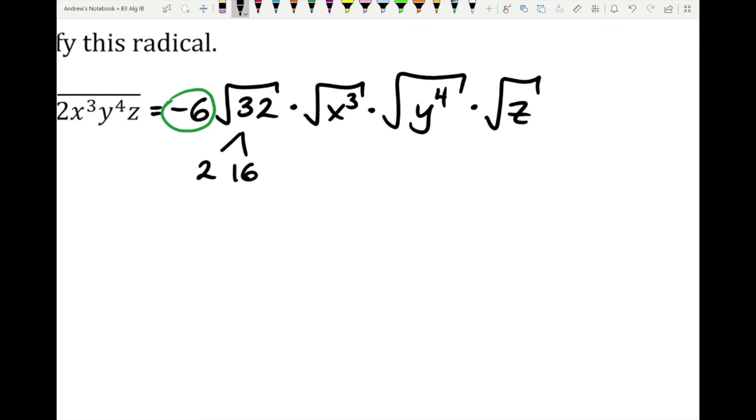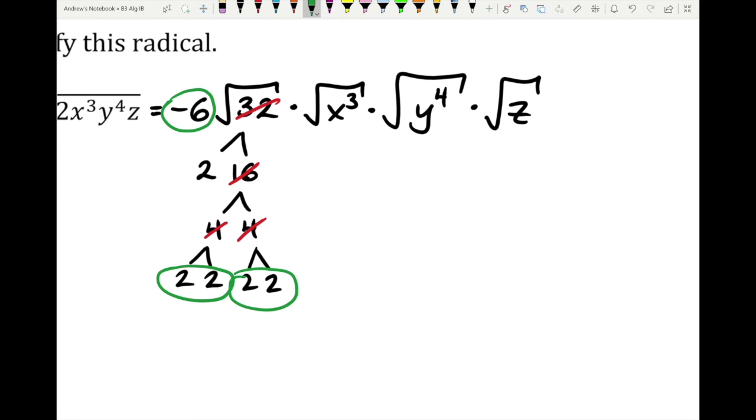That's 2 times 16. 16 is the same thing as 4 times 4. Each of these 4's can get broken down into double 2's. So again, I'm taking a look at what I can pull out from each of these. I've got this pair of 2's, I've got another pair of 2's, and then I've got a 2 that's left over there. So that's everything for the numbers.